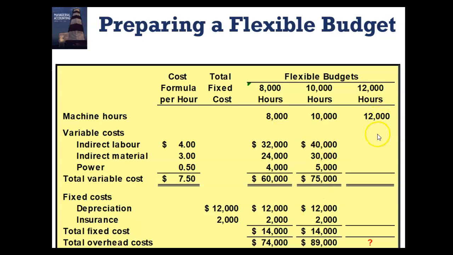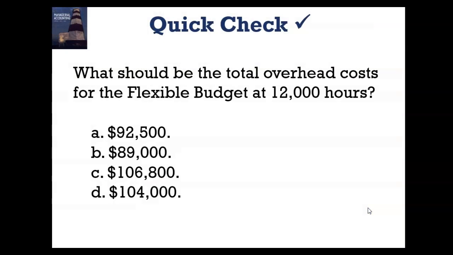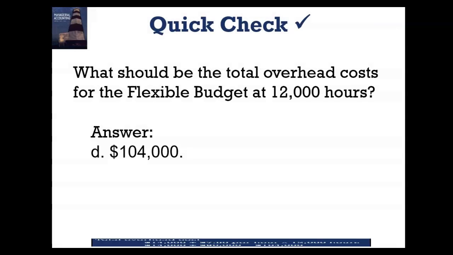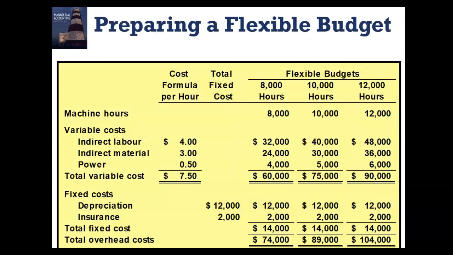We could do that at 12,000 hours. Our total fixed costs don't change in the relevant range. So what should the total overhead cost for the flexible budget at 12,000 hours be? So we would do the same thing. Our fixed costs would be the same. And then we'd have $7.50 an hour times 12,000 hours. The cost of the product per hour, the total was $7.50 multiplied by 12,000 hours plus our fixed cost of 14, we get 104,000 right there.